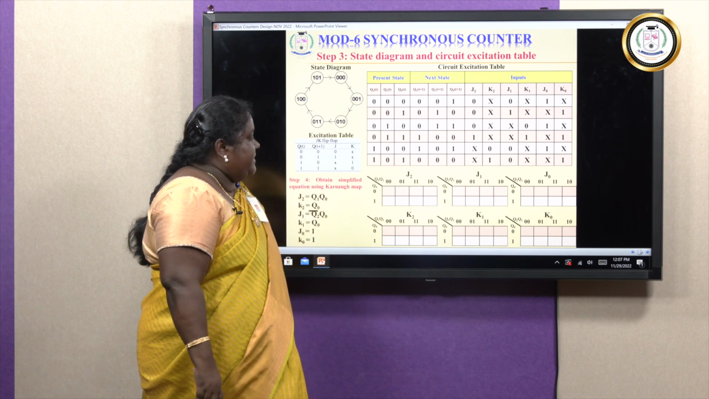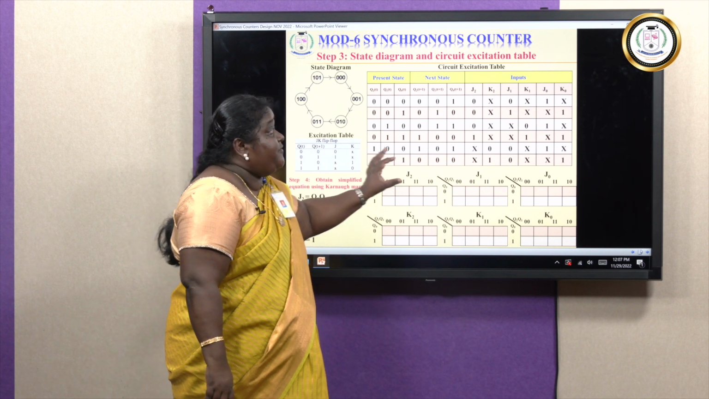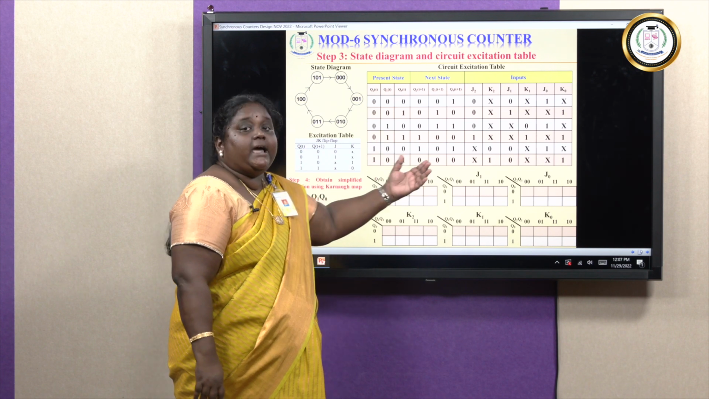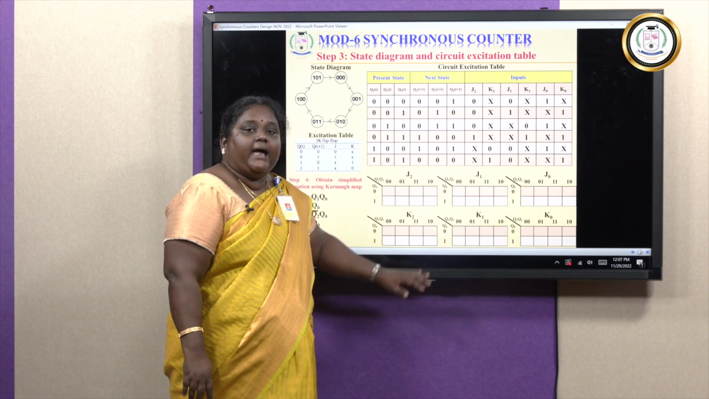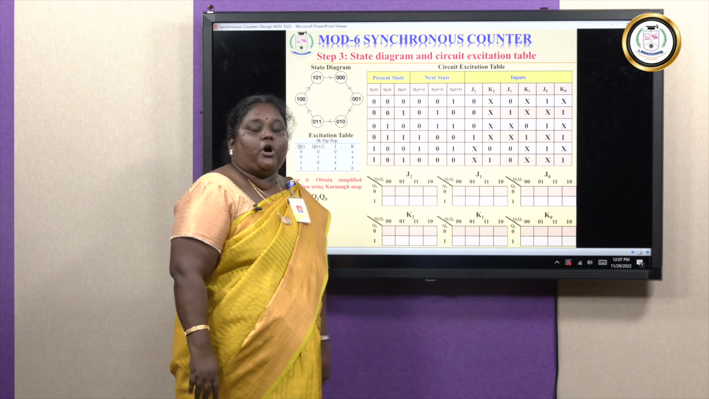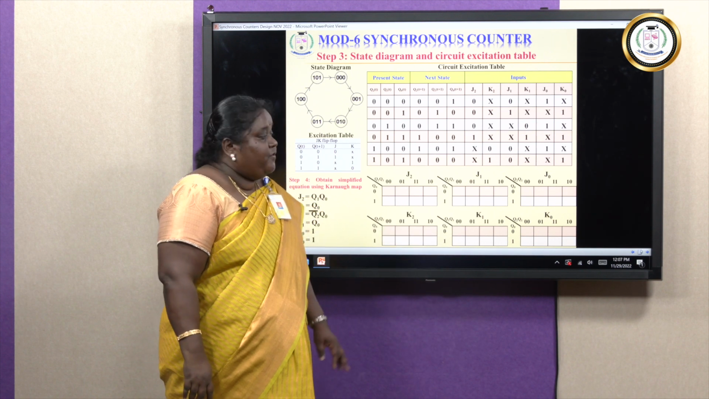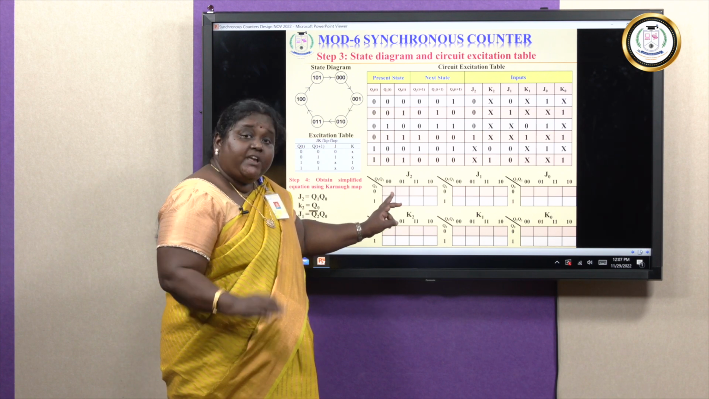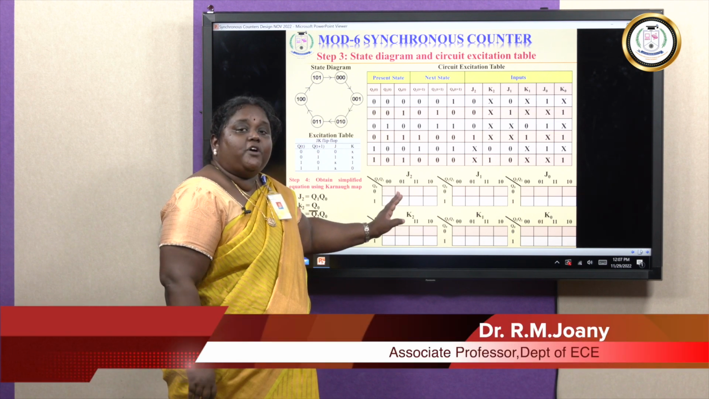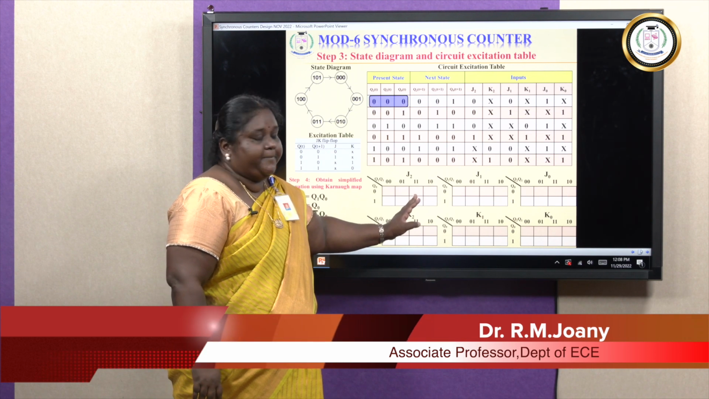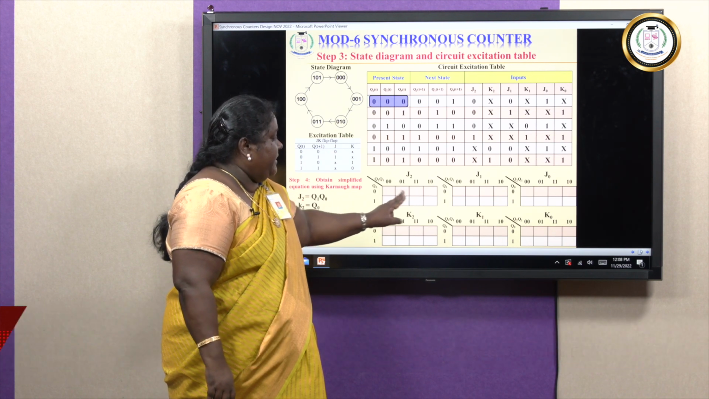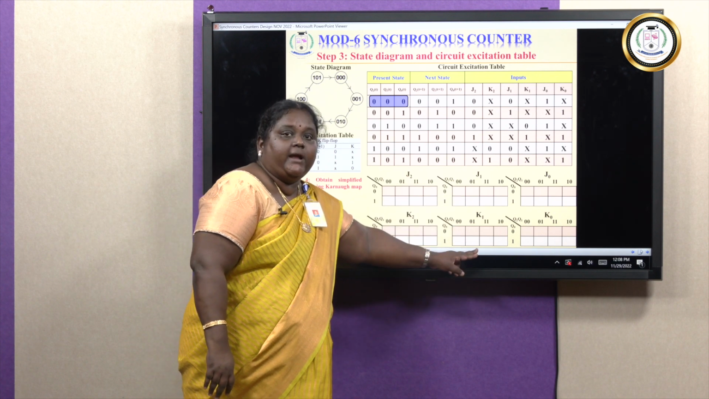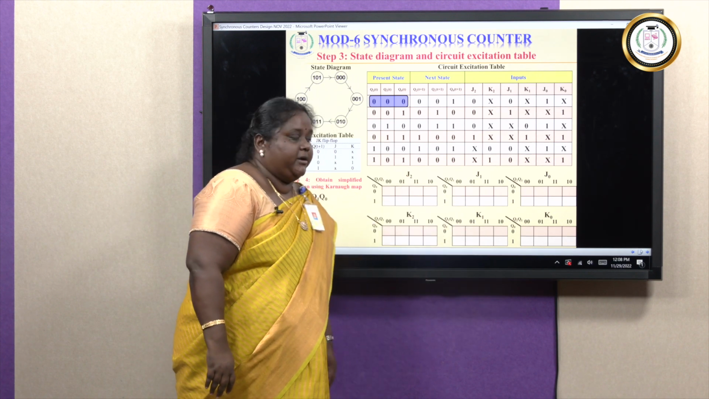Okay, now let's try to simplify this excitation table with the help of the present state and the input combinations, and with the process of corner mapping. So for that, we have to create a 3-bit corner map. As we are using 3 flip-flops, we need to make use of 3-bit corner maps. This is how it is created: corner maps for J2, K2, J1, K1, J0 and K0.